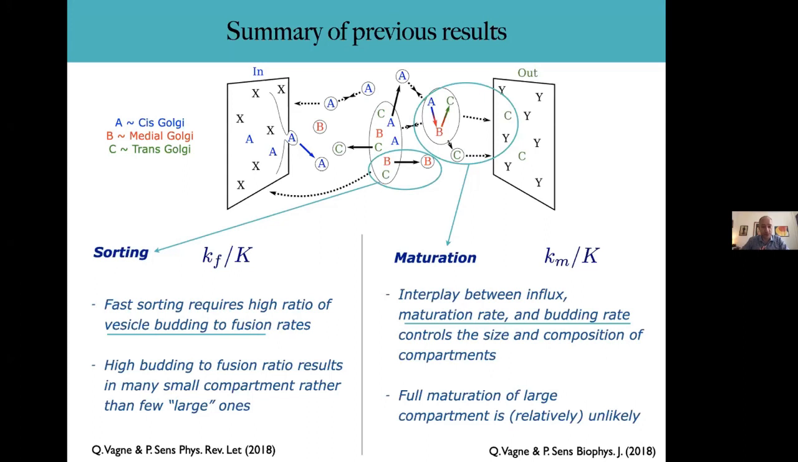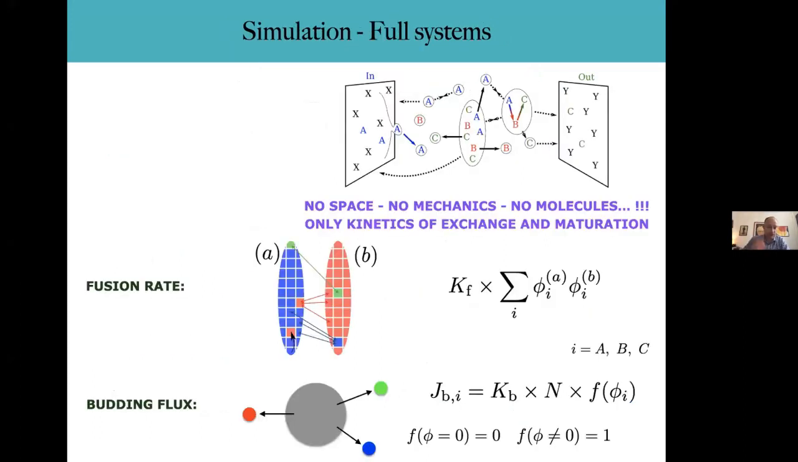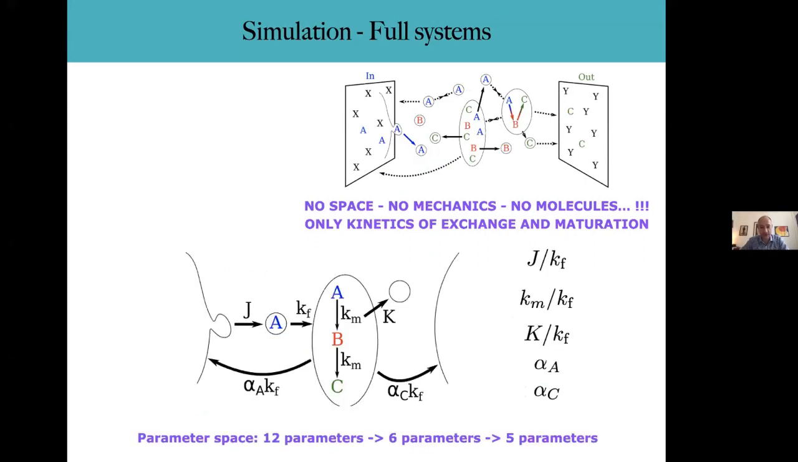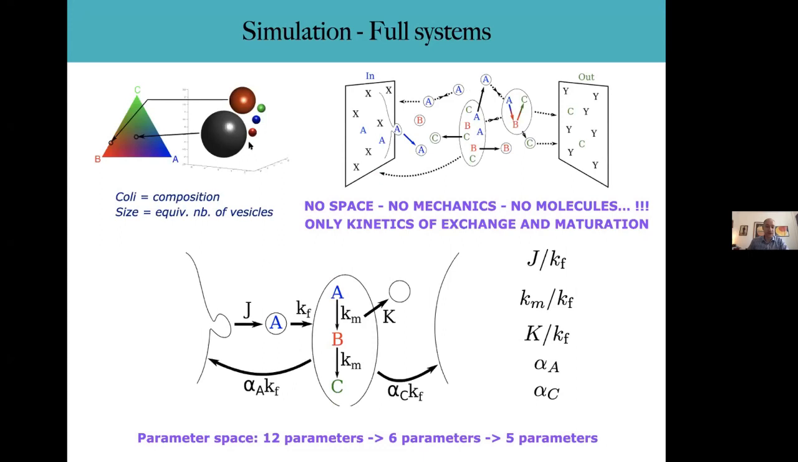Okay, so basically the model is this. You make a computer simulation with all these different steps. You need to give yourself some rules for fusion and budding, and I won't get into the details. What I want to tell you is I will show you computer simulations, and what you will see is a bunch of balls of different colors. The color of the ball tells you about the composition of the compartments. If it's purely blue, it means that it's early. If it's purely red, it means that it's medial.